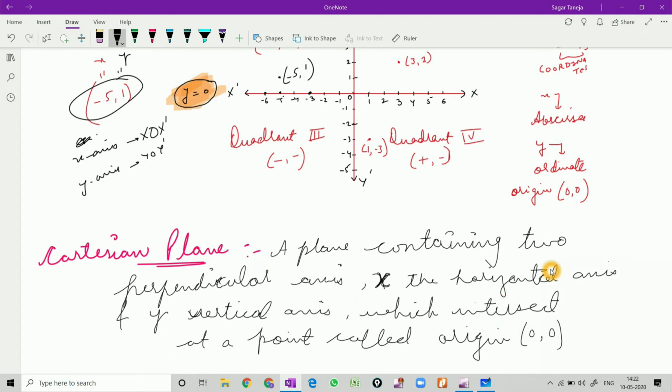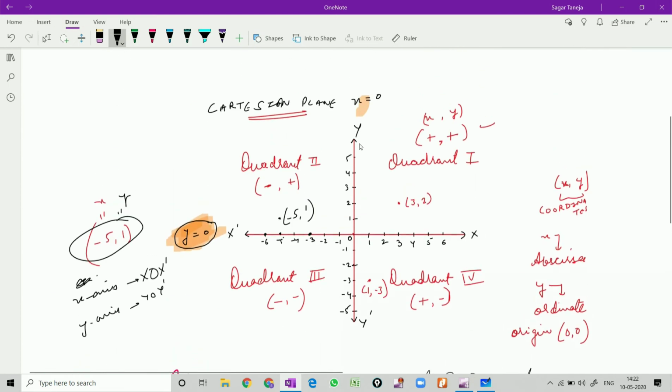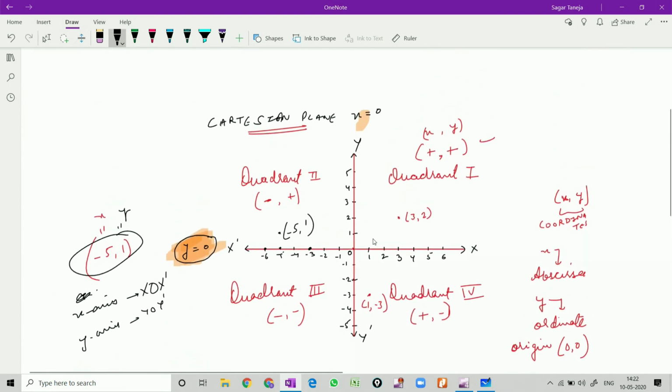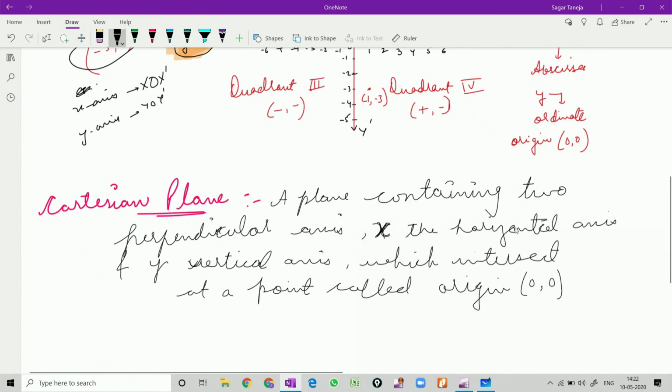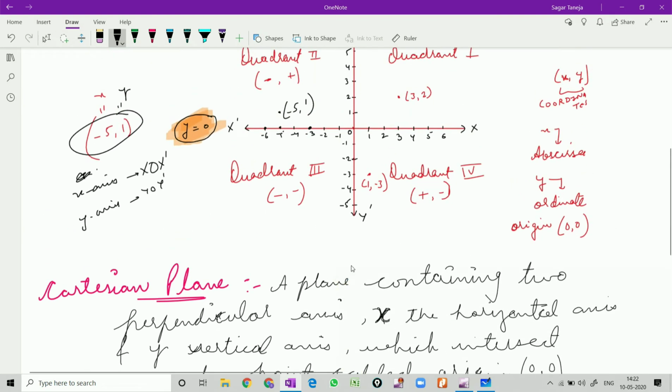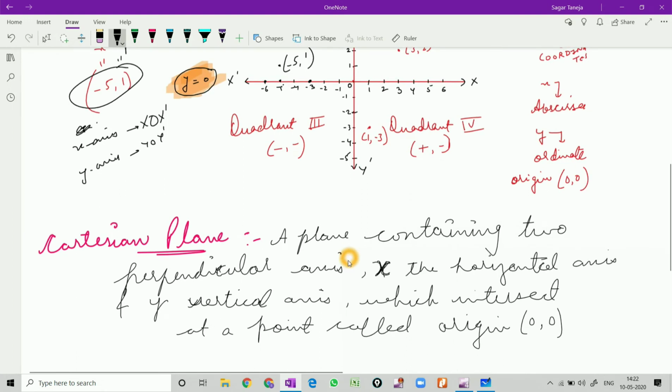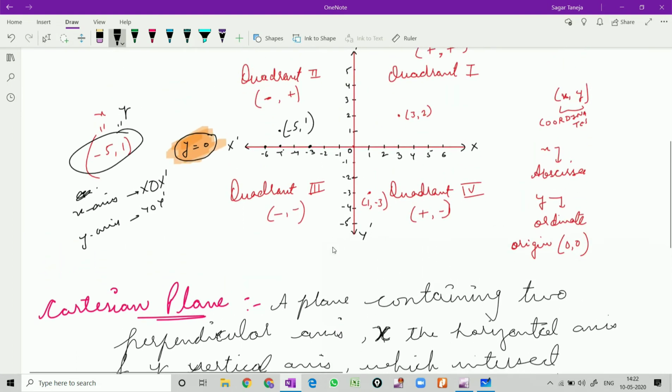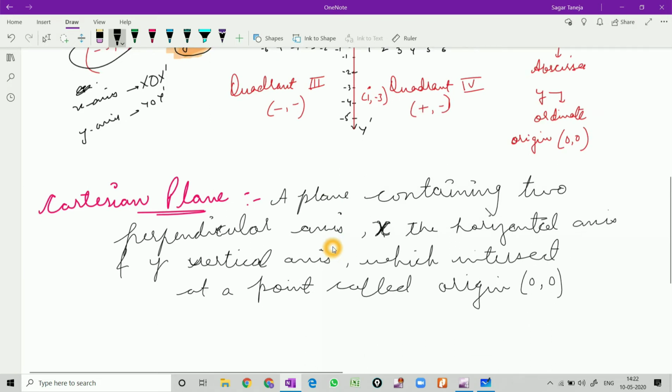So this way, in an easy manner, we can write very simply, a plane containing two perpendicular lines. So these are perpendicular to each other, making 90 degrees here. Okay, and one is the x-axis, which we call the horizontal axis because it is in this way, and one is the vertical axis, that is y, and which intersects at a point, which is known as origin, represented by the letter O, where the values are 0 comma 0. Fine. So this is known as Cartesian plane.